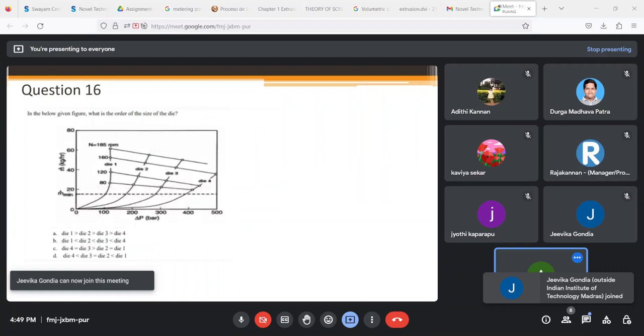So moving to question 16. In the below given figure, what is the order of the size of the die? You have 4 different dies here: die 1, die 2, die 3 and die 4. And you have delta P, that is the pressure required, the pressure that is maintained inside the extrusion process, and m dot, the mass flow rate of the extruded product, that is the flow rate coming out of the die. So which one do you think is the larger die and which one is the smaller die?